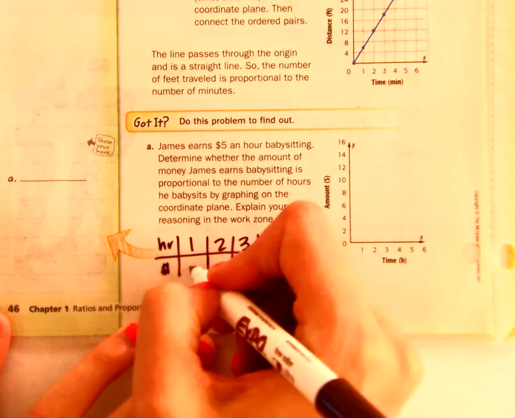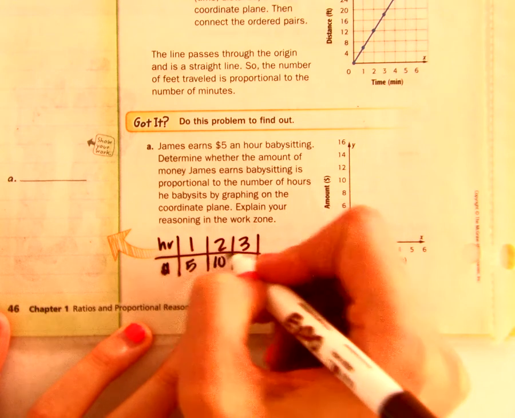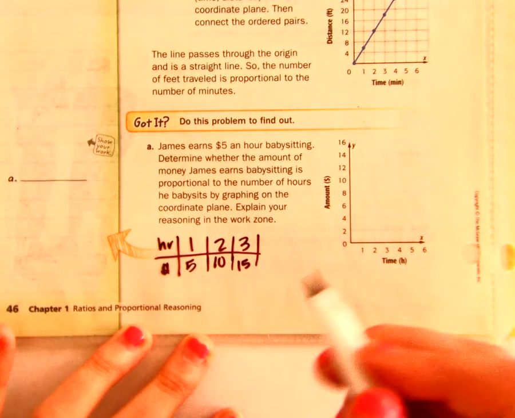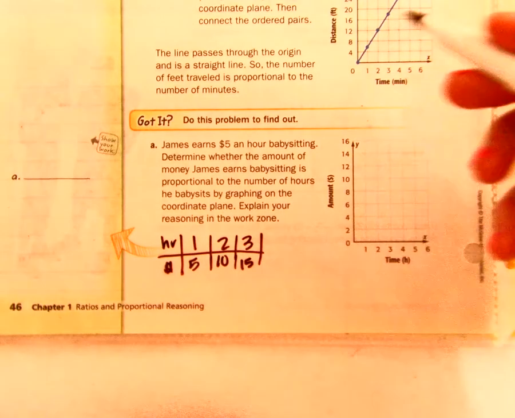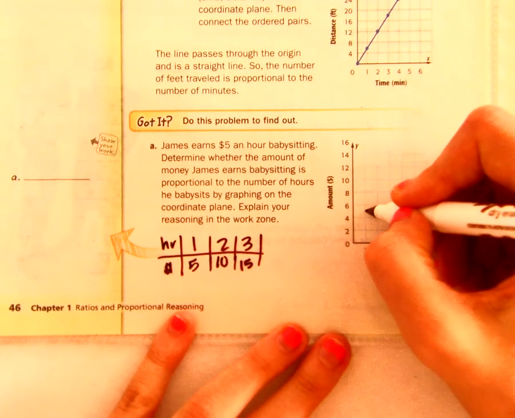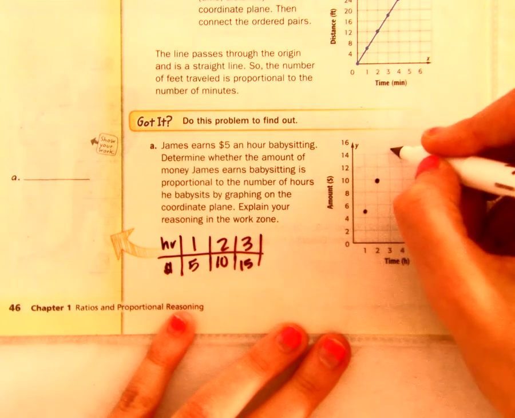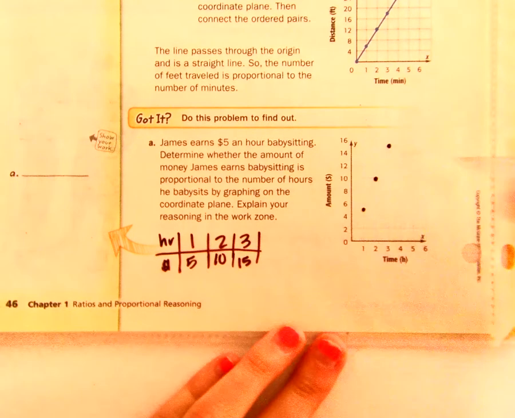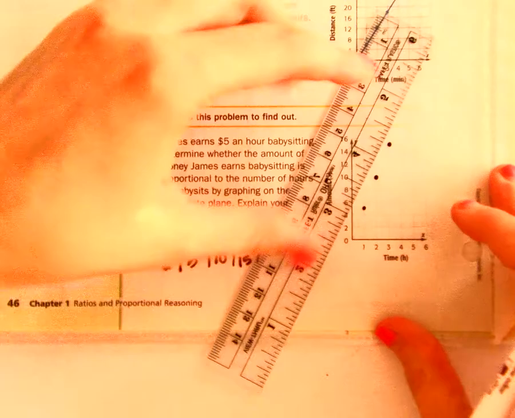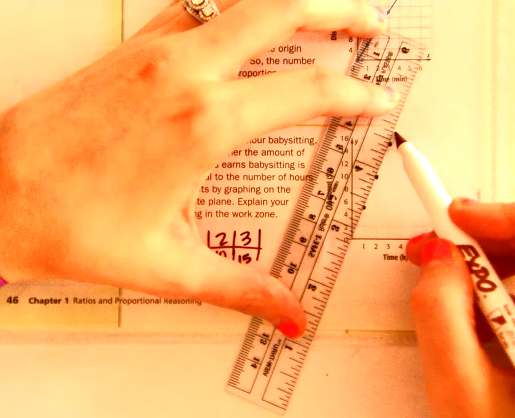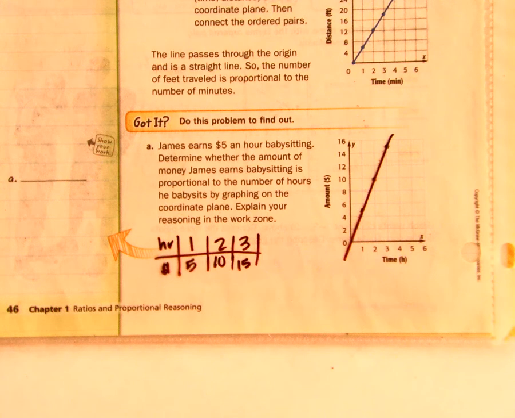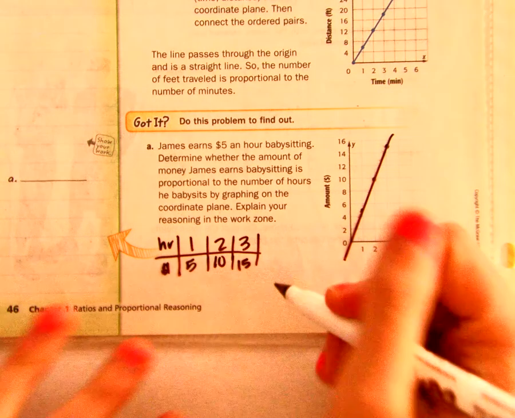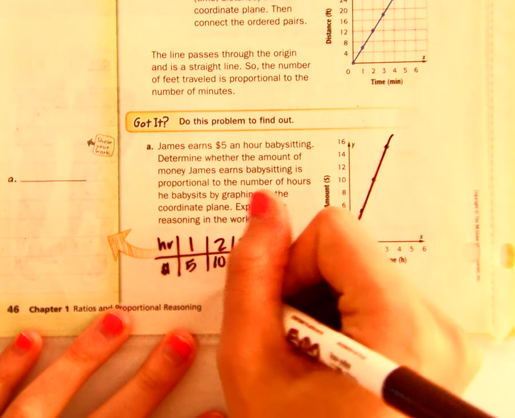Okay? So after hour 1, James would make $5. 2 hours would be 10. 3 hours would be 15. Okay, so I'm going to go ahead and graph those. My points would be (1, 5), (2, 10), and (3, 15). Okay, and then I'm going to connect my dots, so I want to make a straight line. So then after I've done that, I ask myself, is this a straight line? Yes. And does it go through the origin, point (0, 0)? Yes. So we would say this is proportional.